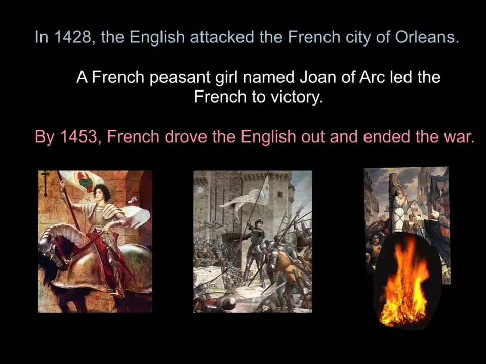In May of 1429, Joan led the French to victory in the battle against the English at Orleans. A year later, Joan was captured by allies of England. She was eventually executed in 1431. She was burned at the stake, as you can see in this picture here. She became a national heroine in France and was declared a saint by the Catholic Church in 1920. So by 1453, the French had driven the English out, and the war, the 100 Years' War, was finished.